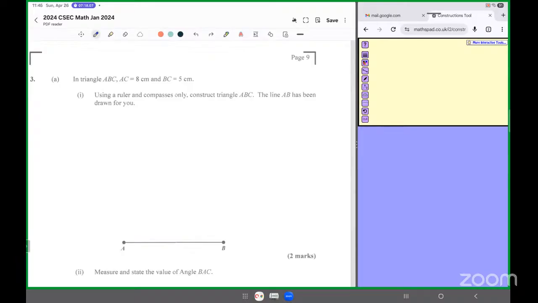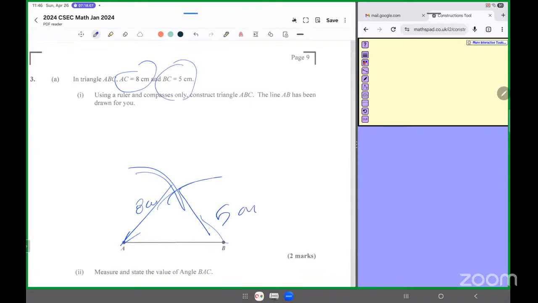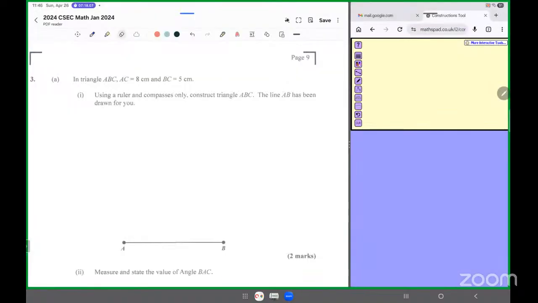So what it means is, from here, we need to construct AC 8 centimeters. I will draw an arc that is 8 centimeters from here. And then from here, BC is 5 centimeters. I will draw an arc that is 5 centimeters from here. And where they meet is the point. We can scale it up, but I don't know the length of this line, so I'm just going to show you what the construction will be. I'm just going to draw a line and do what you would have to do.